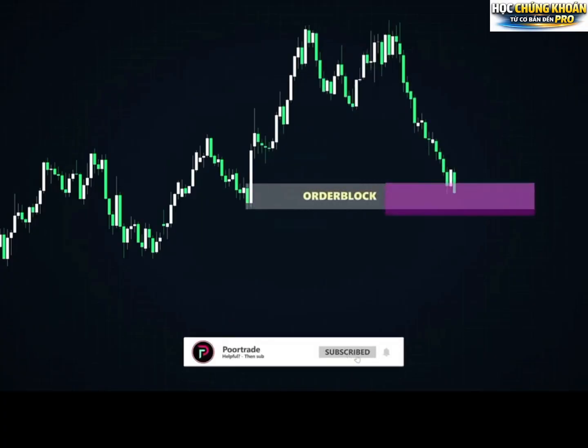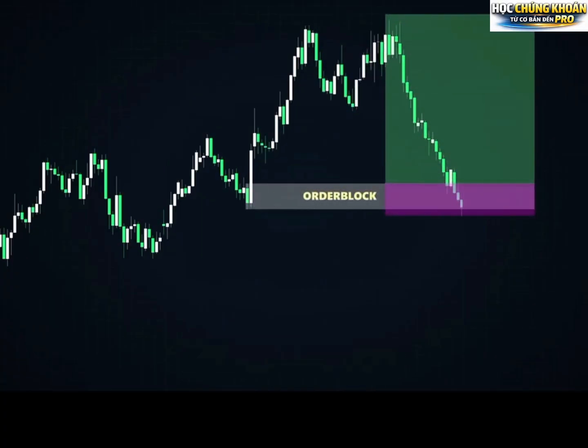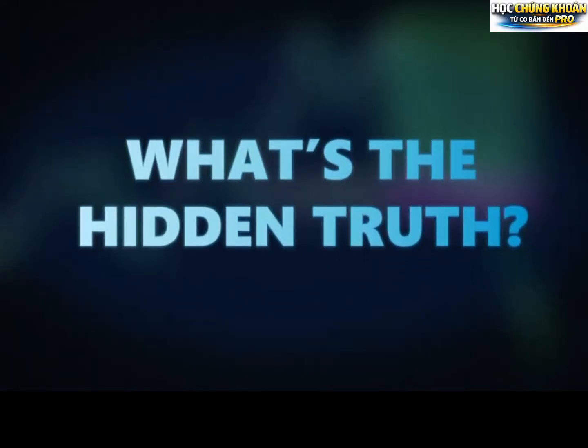But here's where most traders go wrong. They see a big move, mark a box around it, and expect the price to magically respect it. The result? They keep getting stopped out, and that's a trap you want to avoid. So, what's the hidden truth?